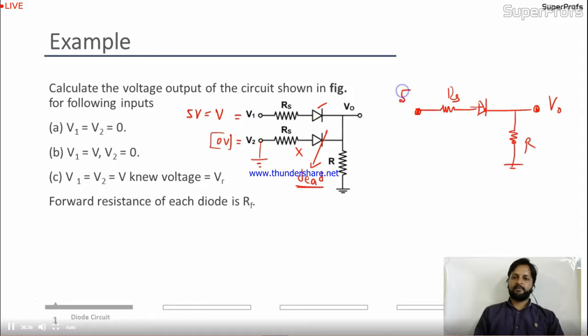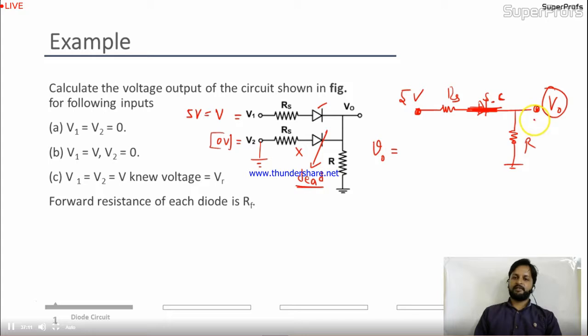This is the 5 volt you applied. Okay. Now what about the diode? If the diode is ideal, you can replace this by a short circuit. Simply short circuit. Okay. Because an ideal diode in the forward bias condition acts like a short circuit. Now they're asking for the V naught. In this case, 5 volt you can divide across this R, simple voltage division rule, and you can find out the V naught.